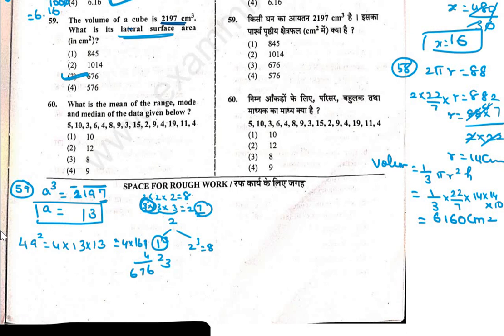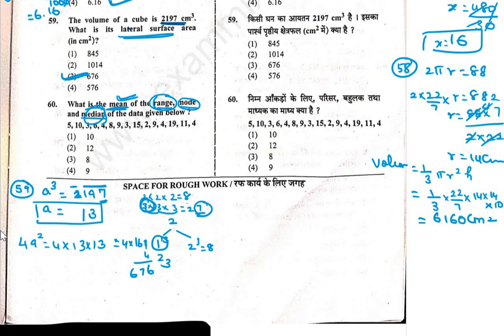What is the mean? Mean means average, sum of the numbers divided by total. So the mean of these numbers: range, mode, median of the data given below. So we have to find these 3 values and divide it by 3. That is the mean. Mean means the sum of all the numbers divided by the number of terms. Here 3 values we are considering, therefore divided by 3.